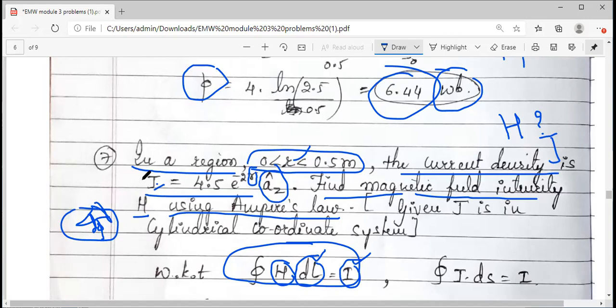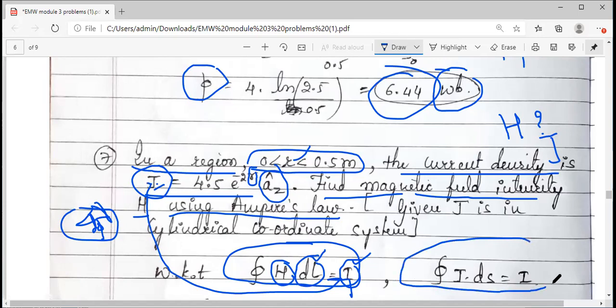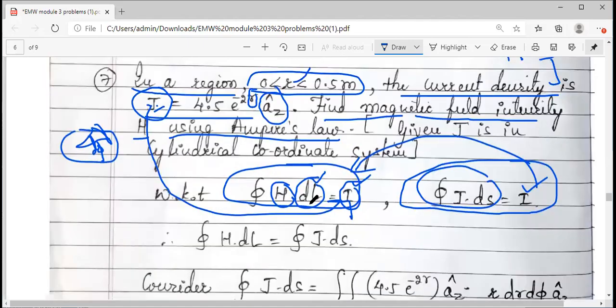Current is not mentioned in the question. Instead, they have mentioned the current density. But do we have any relationship which relates J and I? Yes, we do have a relation. This equation in the concept current and current density in module 2, we have studied this. J dot dS is equal to I. So using this equation we can find what is current I. Then we can further substitute it here. So it's again very simple. Direct current is not given. J is given to you. From J you need to find I.